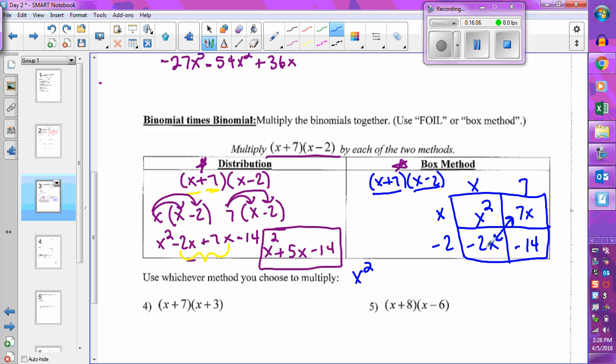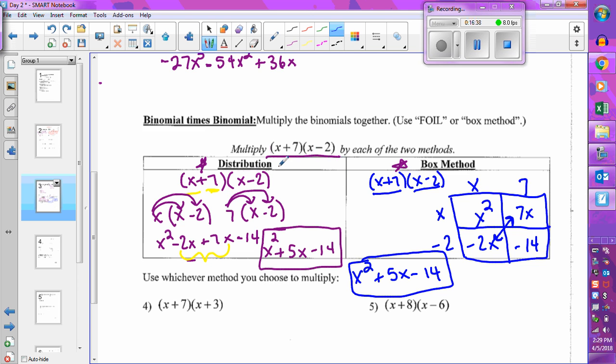Then you look at these two boxes and you combine your like terms. So I have a negative 2x and I have a 7x, which is going to give me a positive 5x. And then I'm going to take my last term down here, negative 14. And as you can see, I got the exact same answer as I did up here. So these are just two different strategies that you can use to get the same answer.